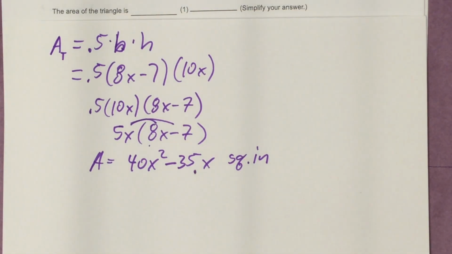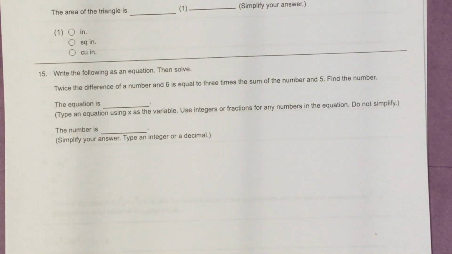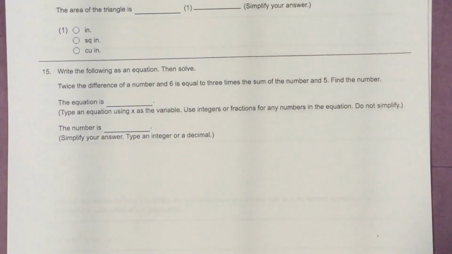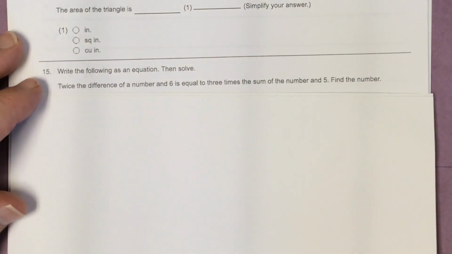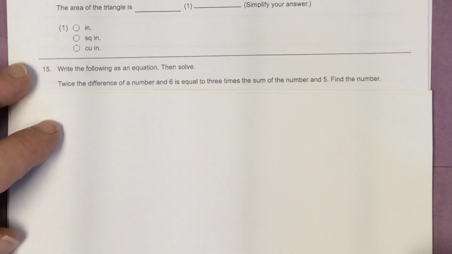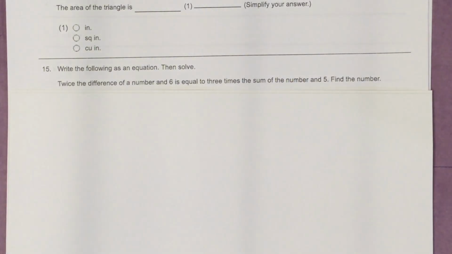Okay, one last question from this section. It says, write the following as an equation and then solve. So let's see how we do this. You remember we learned about chunking. When we're looking at a question that involves writing an equation, the first thing we always want to try to find is the word is, or is equal to, something that's going to separate the left-hand side of the equation from the right-hand side.